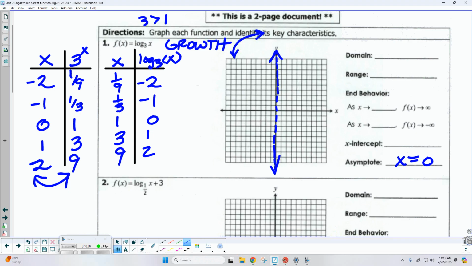Okay, let's plot these points. Let's see what we got. So 1/9 is a -2. That's really, really close to that asymptote. 1/3, so about a 0.3, that's a -1. 1, 0. Then we have 3, 1. And then we have 9, 2. So 1, 2, 3, 4, 5, 6, 7, 8, 9, 2.